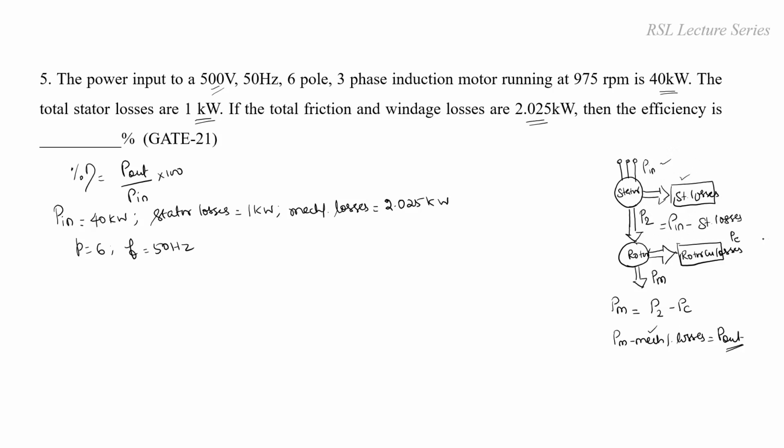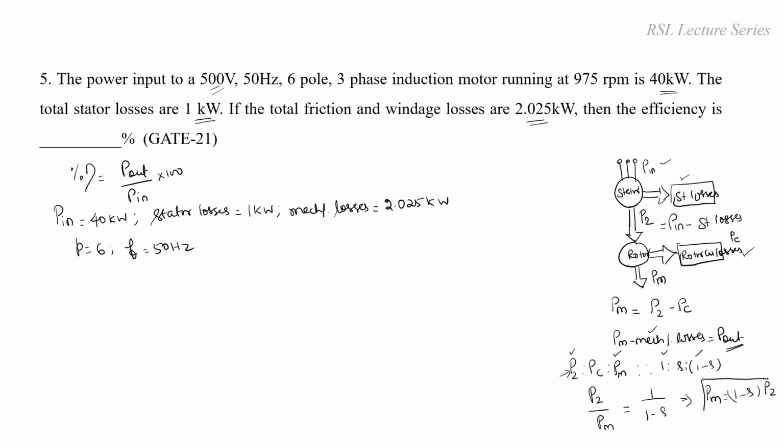Now we are not given the rotor copper losses, but we have to find out PC. There is one relationship between P2, PC and PM, which is nothing but 1 is to S is to 1 minus S. This is the ratio form of the relationship between P2, PC and PM. If you want to find out PM provided with the P2 value, we can write P2 by PM is equal to 1 divided by 1 minus S. On cross multiplication, we can write PM is equal to 1 minus S times P2.